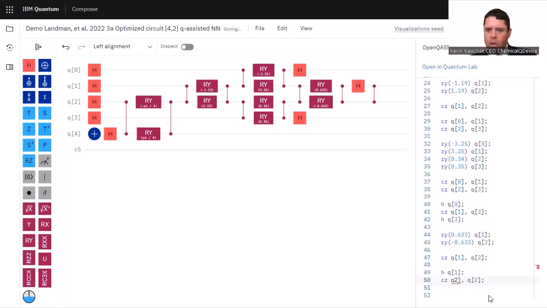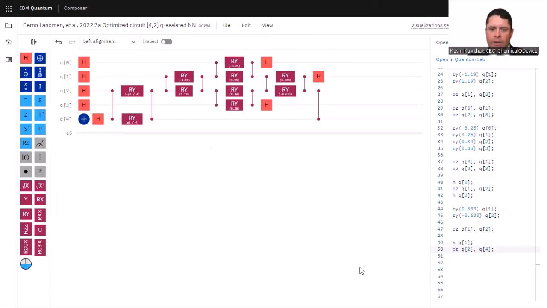here. And you don't necessarily have to put in these spaces. I just do it for troubleshooting later, 2 and 4. So you can see the circuit's looking pretty good right there. And there's just a couple more lines here.